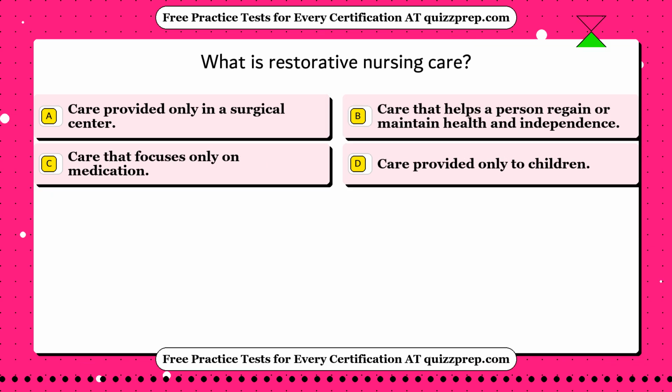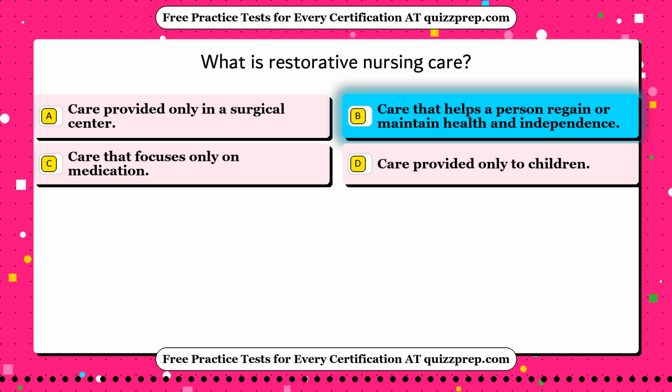Question 82. What is restorative nursing care? Option A. Care provided only in a surgical center. Option B. Care that helps a person regain or maintain health and independence. Option C. Care that focuses only on medication. Option D. Care provided only to children.